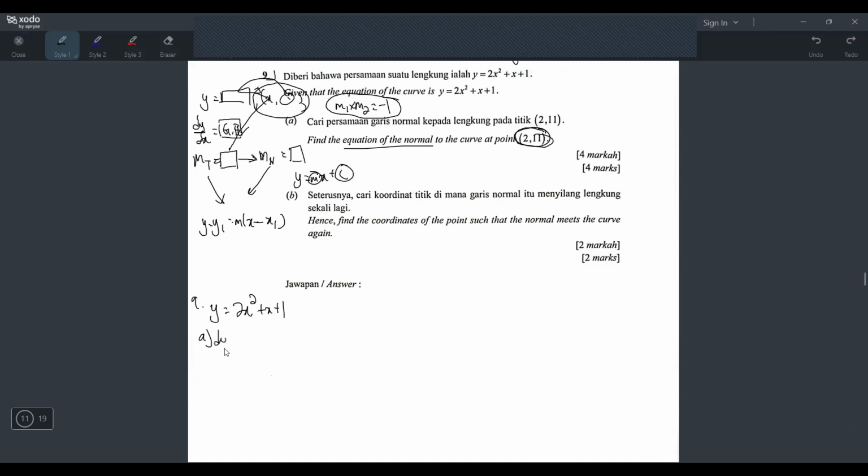So first thing first, do dy dx. And then the dy dx will give you the gf. So what is the gf? 4x plus 1. 2 times 2 is 4, and then power minus 1. And then differentiate x is just the number in front, so 1. And then differentiate 1 is 0.